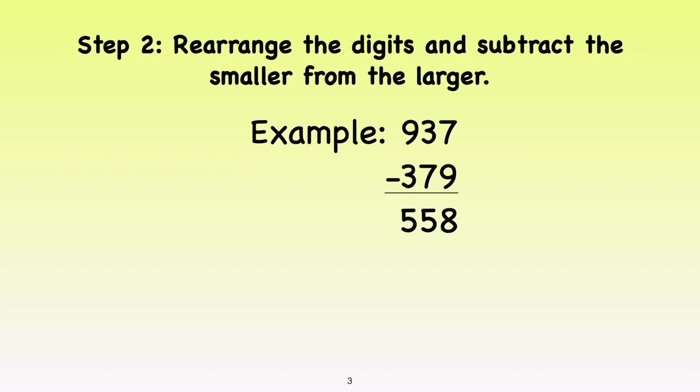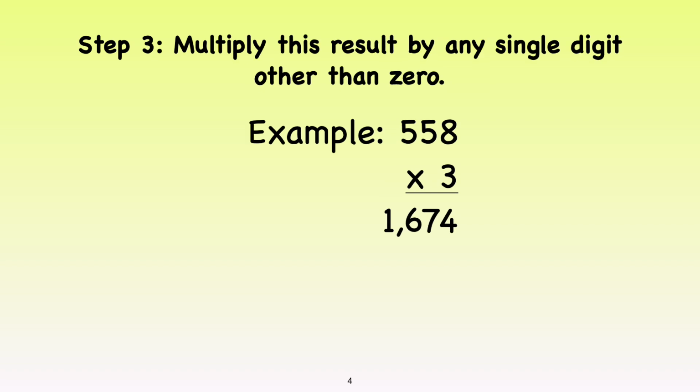Step 2. Rearrange the digits and subtract the smaller from the larger. You may rearrange the digits in any order. I'm working an example here. Step 3. Multiply this result by any single digit other than 0. You could use 1, but try something other than 1 and not 0. I multiplied by 3.